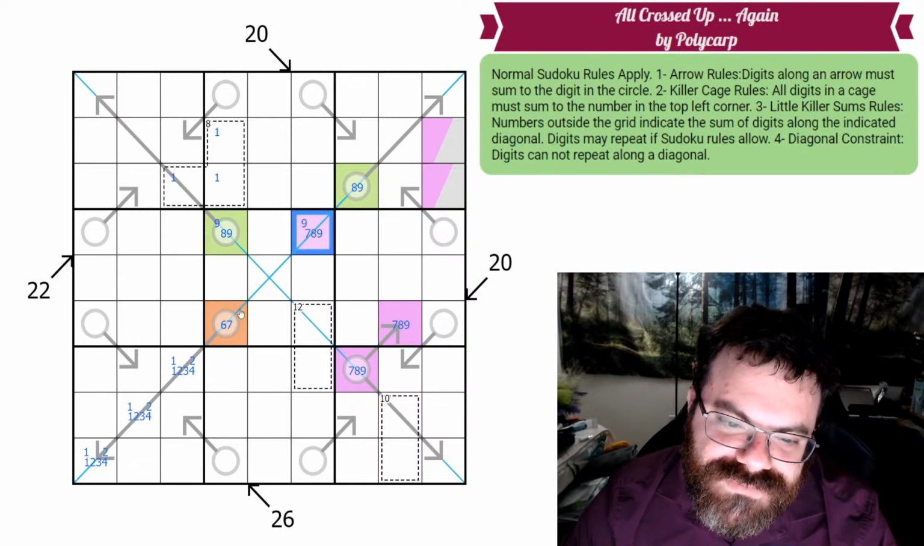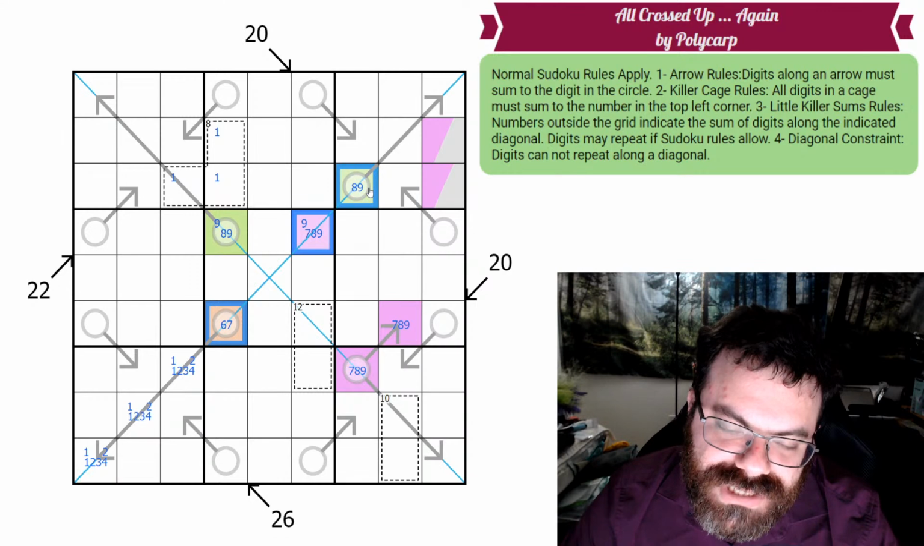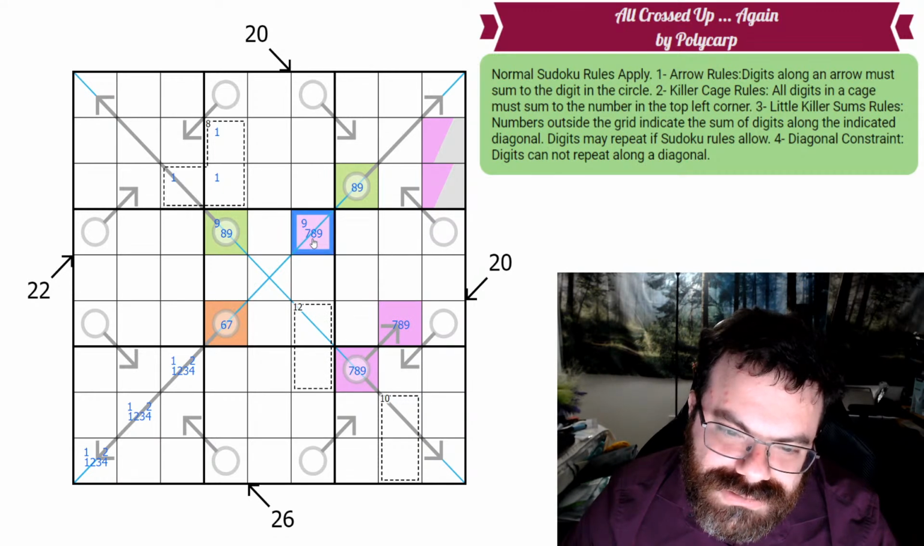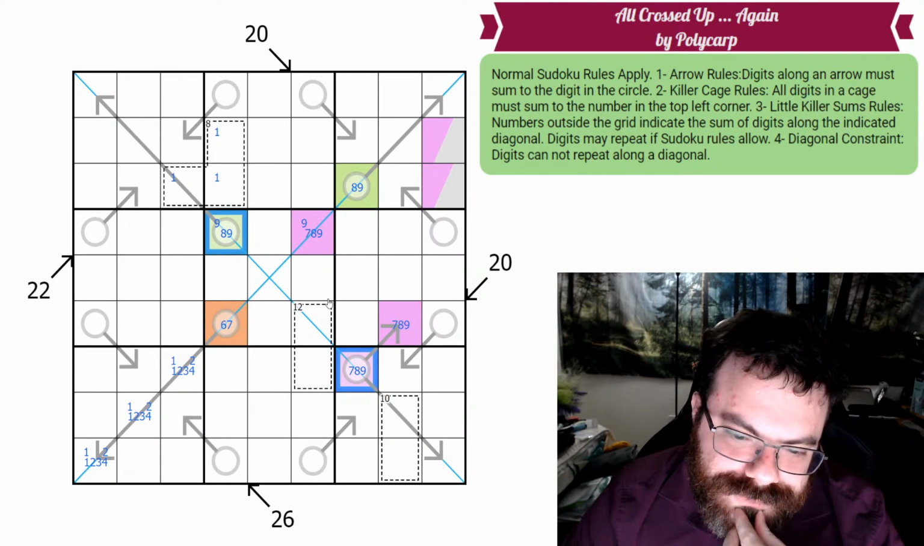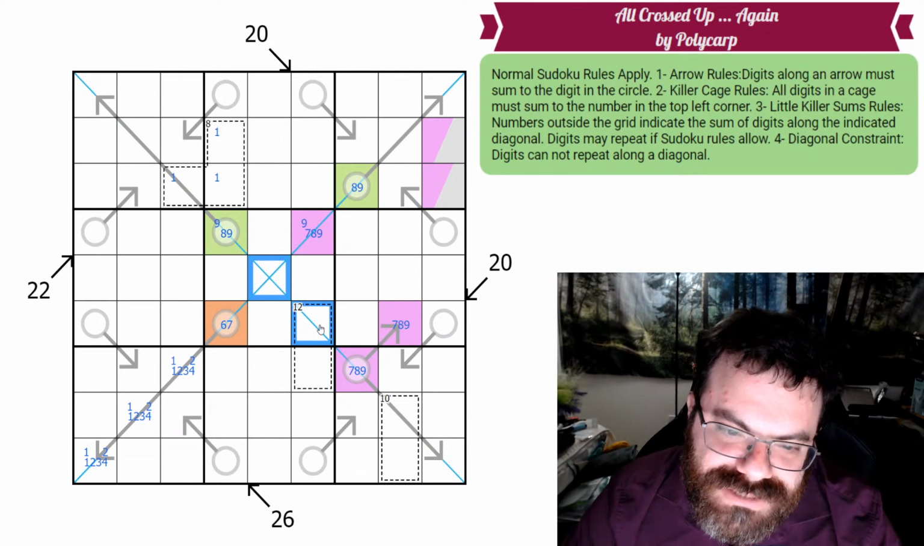If purple were 7, orange would be 6, green would be 9. 6, 7, 9. The only way green's not 9 is if purple's 9, so maybe I should look at that. That would make this 8 and 7. These would add to 15.